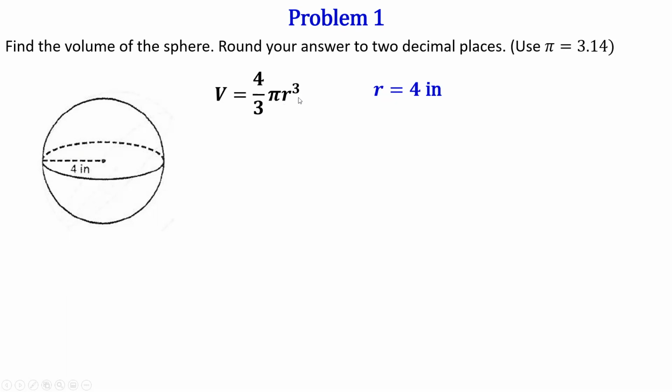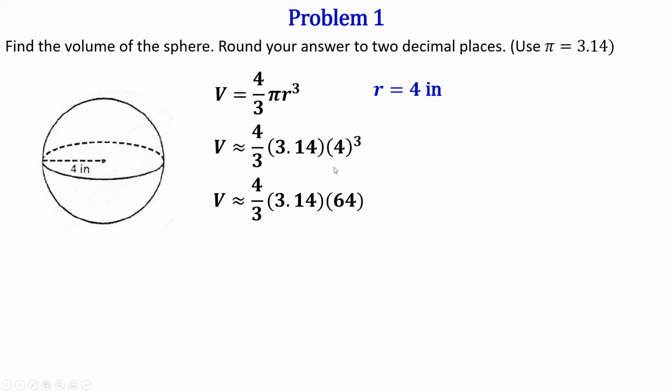I'm now going to plug that in, and I'm going to plug in 3.14 for pi. I have 4/3 times 3.14 times 4 to the third power, or what we can say is 4 cubed. Just like the cylinder and cone problem, I'm going to start with the exponents. 4 to the third means 4 times 4 times 4, which gives me 64. And 64 times 3.14 will give me 200.96.